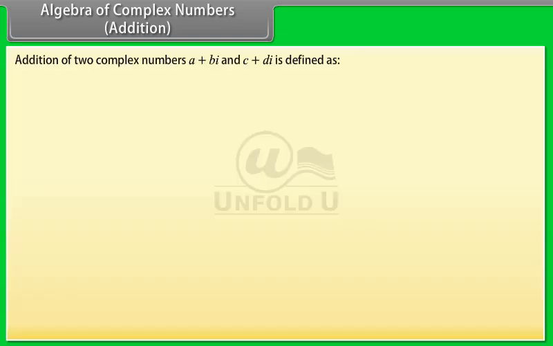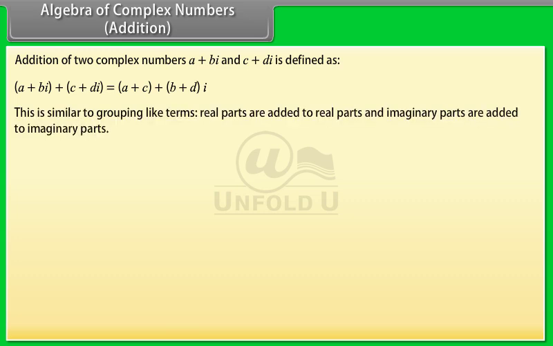Addition. Addition of two complex numbers a plus b iota and c plus d iota is defined as a plus b iota plus c plus d iota is equal to a plus c plus b plus d iota. This is similar to grouping like terms. Real parts are added to real parts and imaginary parts are added to imaginary parts.